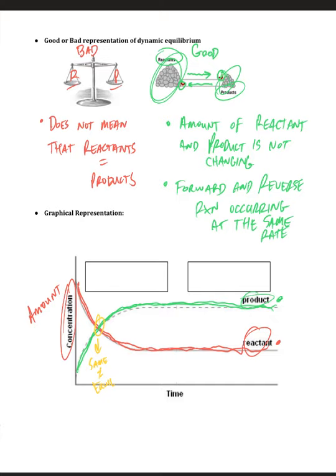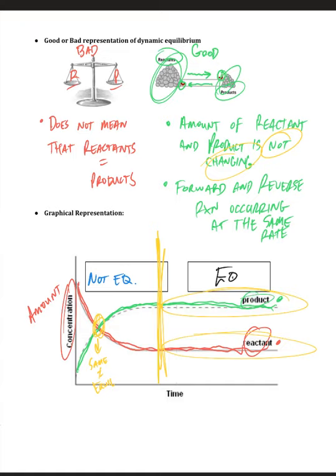Equilibrium is reached when the amount of product and reactant do not change, when they are constant. Well, where are those amounts constant? Right here. That is where the amount of product and the amount of reactant are not changing. When that is the case, that is where dynamic equilibrium is reached, not when they are the same. And so over here, I'm going to say not equilibrium. And over here, I am going to say this is where we are at equilibrium when those are constant.